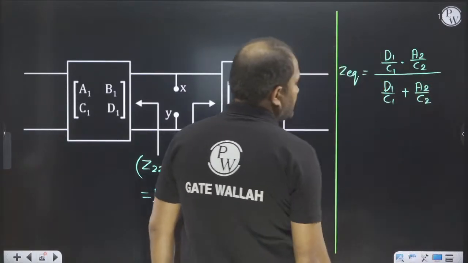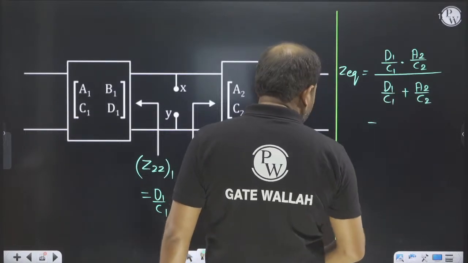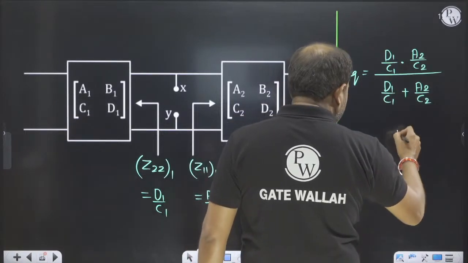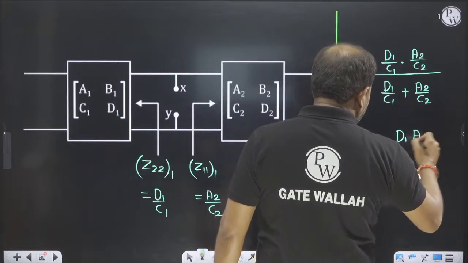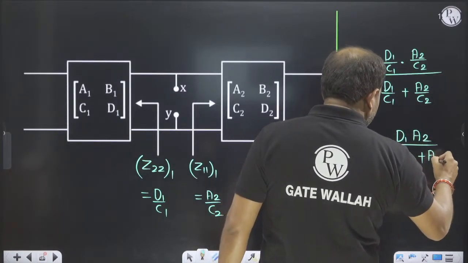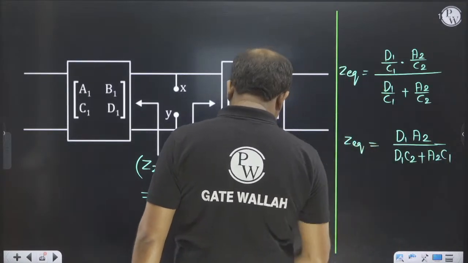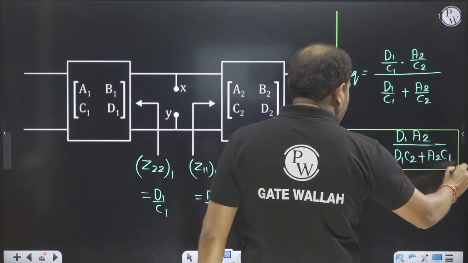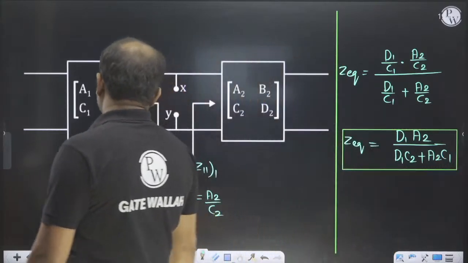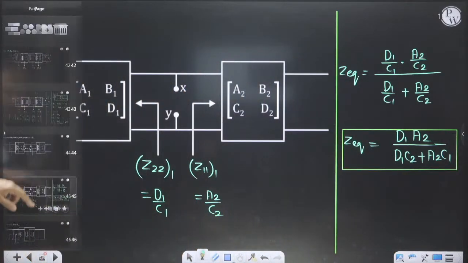Then what will you do? For the two-port network condition, it is D1 A2 over D1 C2 plus A2 C1. This is our Z equivalent. So it is very easy to calculate Z equivalent.